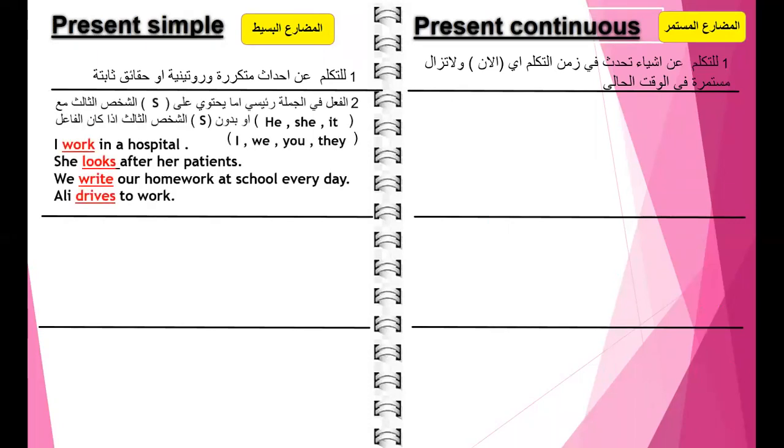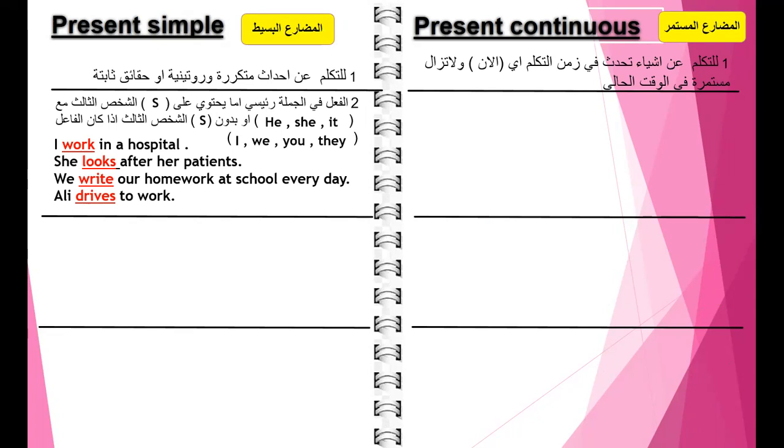2. أن الفعل في الجملة في زمن المضارع البسيط يكون رئيسي أما يحتوي على third person s أي s الشخص الثالث if the subject pronoun is he, she, it أو حيكون بدون third person s when the subject is I, we, you, they. For example, I work in a hospital. الفعل الرئيسي هو work وبدون s الشخص الثالث. She looks after her patients. The main verb is look and we add s because the subject is she.